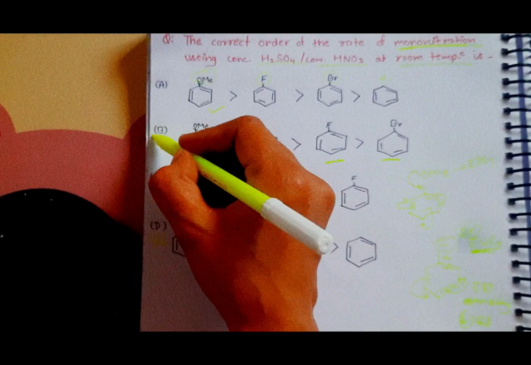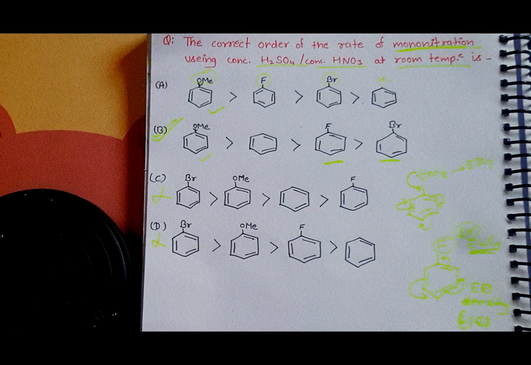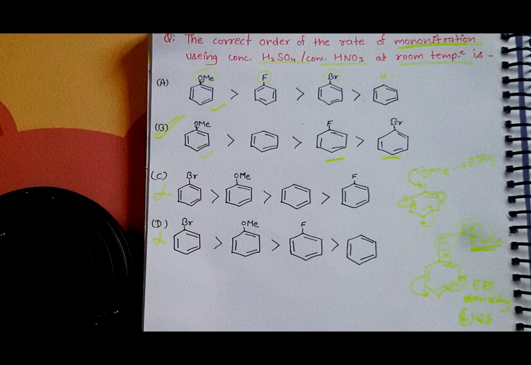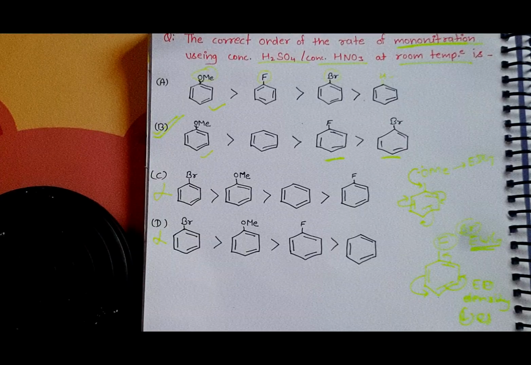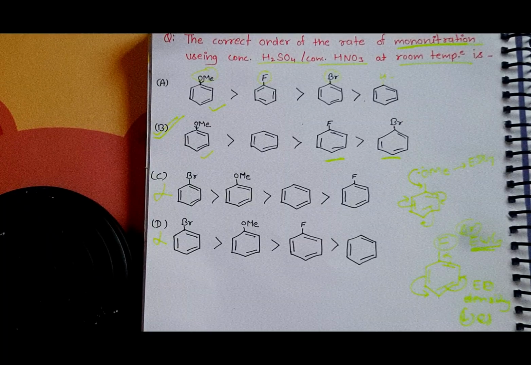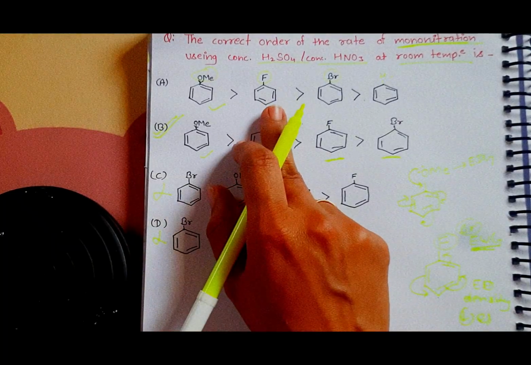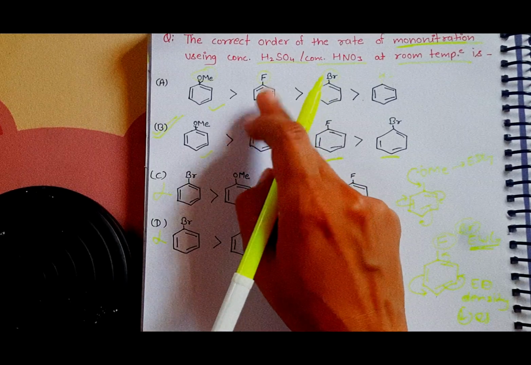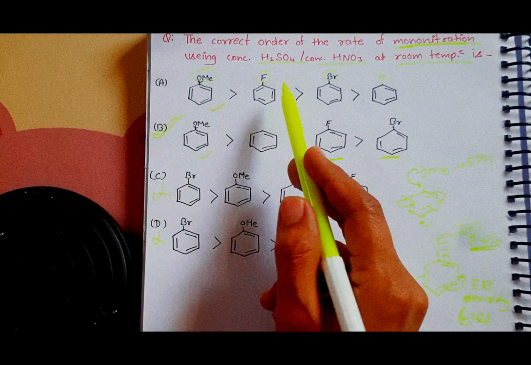So this is the correct option, option number B, because we all know the nitronium ion attacks easily on an electronically rich ring. In option B, the methoxy group is an electron donating group and it will increase electron density via resonance in this aromatic ring, making nitration very fast. And in fluorobenzene, an electron withdrawing group is attached, so it decreases the electron density in this ring. So option B is correct.